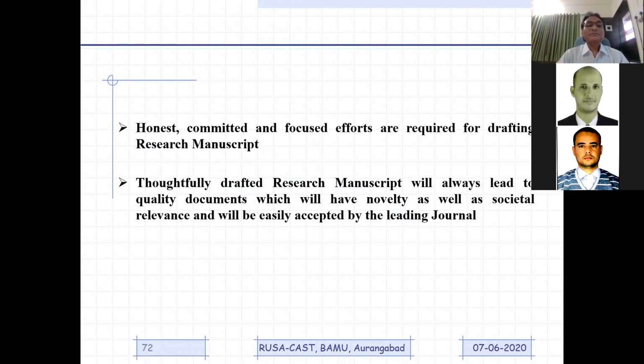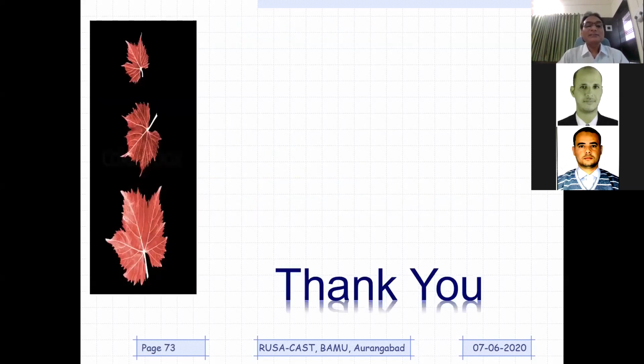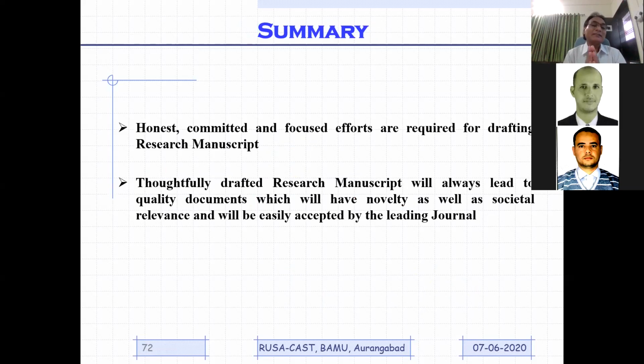And then at the end, let me conclude. The summary would be, if you are really honest, committed, and focused, then I am sure you will succeed. This is what the impactful drafting requires: honesty, committed efforts, very sincere efforts, and focused efforts are required for drafting any research manuscript. And a thoughtfully drafted research manuscript will always lead to quality documents.